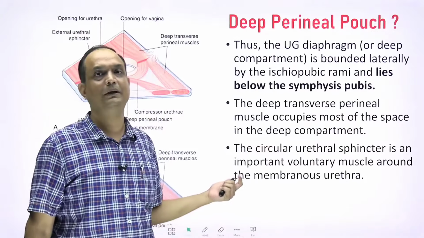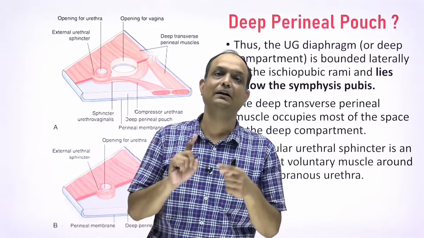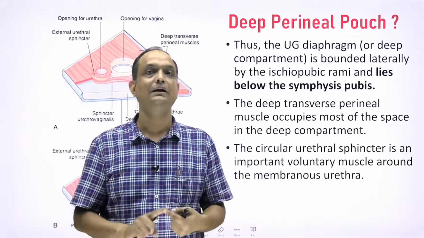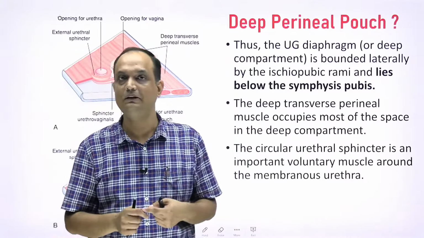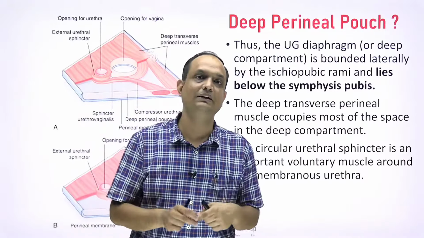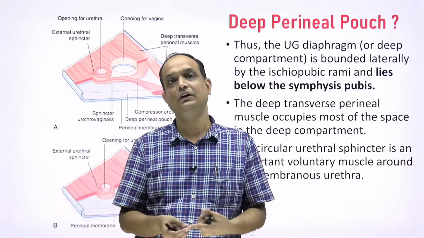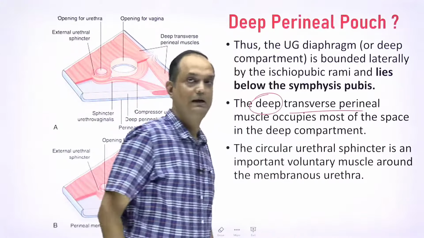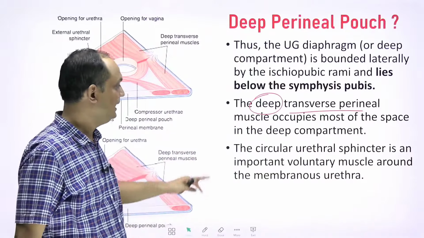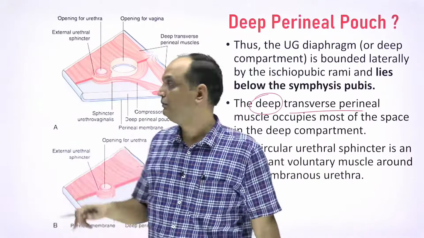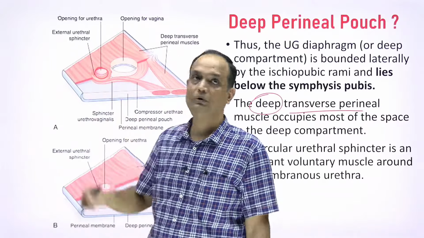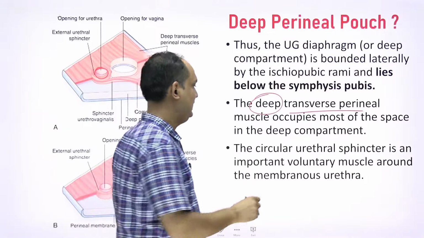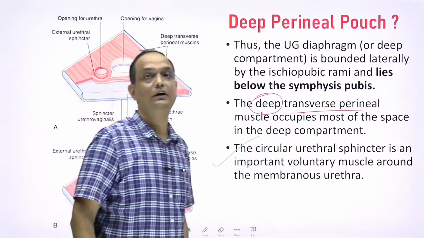Now what is this deep transverse perineal muscle? Again I am saying that whenever you have a diaphragm, you have some names of muscles. Like in the pelvic diaphragm, you have the levator ani muscle. In the same way, if somebody asks you about the deep perineal pouch or urogenital diaphragm, you should have this word in your mind: deep transverse perineum. Along with the deep transverse perineum, there is one circular muscle around the urethra, known as the external urethral sphincter, which is circularly arranged and is an important muscle for voluntary control of micturition.